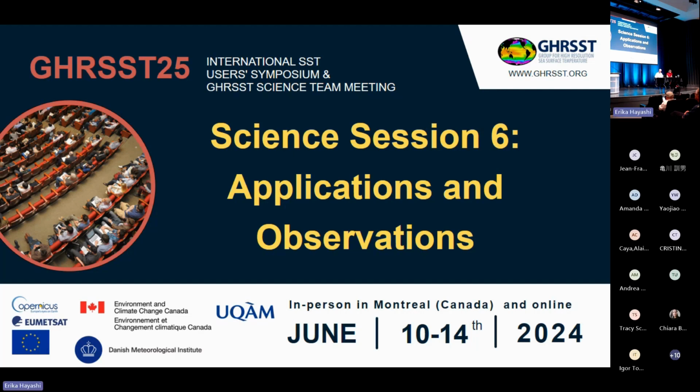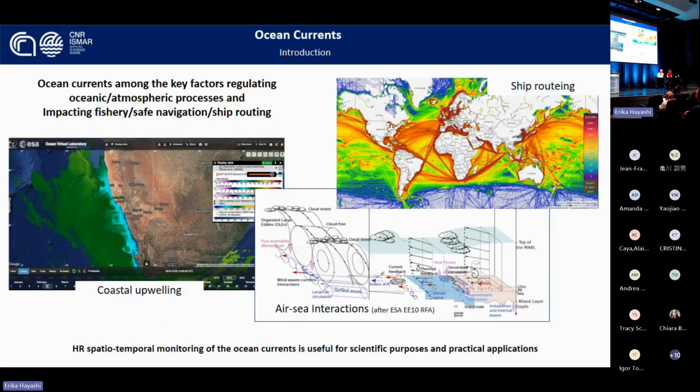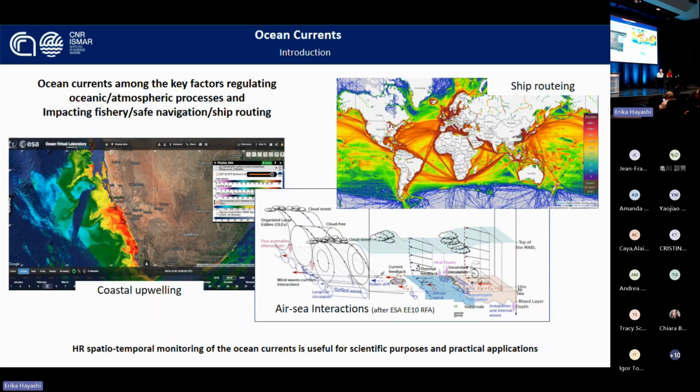Hello, everybody. So I'm going to present a study which has been discussed quite a lot in the last few years within the GRIS community, and is related to the improvement of the altimeter-derived surface currents using information from sea surface temperature data. For this meeting in particular, I will present some results on the North Atlantic Ocean, intercomparing the OSTIA level 4 near real-time and reprocessed SSTs. I'll go very quick here.